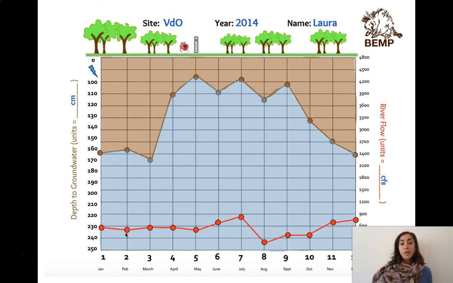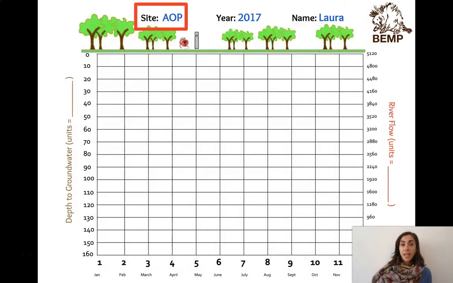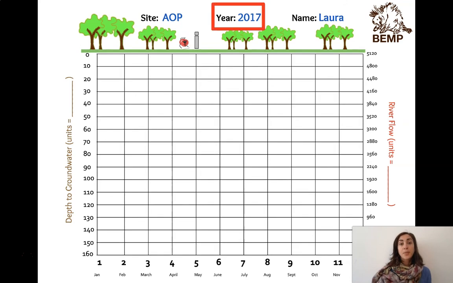And then you're also going to connect these data points because it's continuous data that we get for each of these months. What we're going to do now is represent another site, not the Valle de Oro site, to see that each site has its particularities depending on the year in terms of groundwater and river flow. So here we have the AOP site, an acronym that stands for the Albuquerque Overbank Project. In this case, we're going to represent data for 2017.